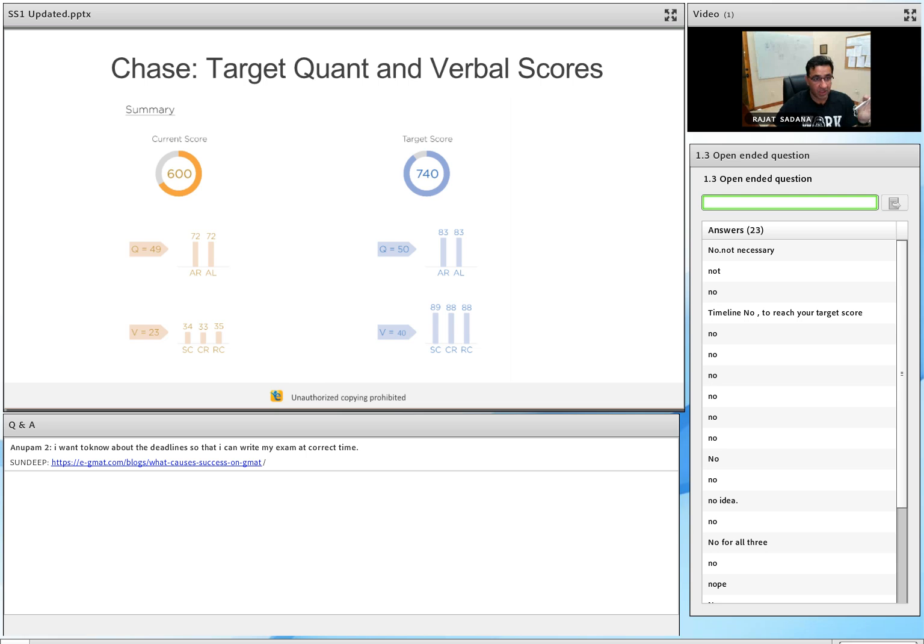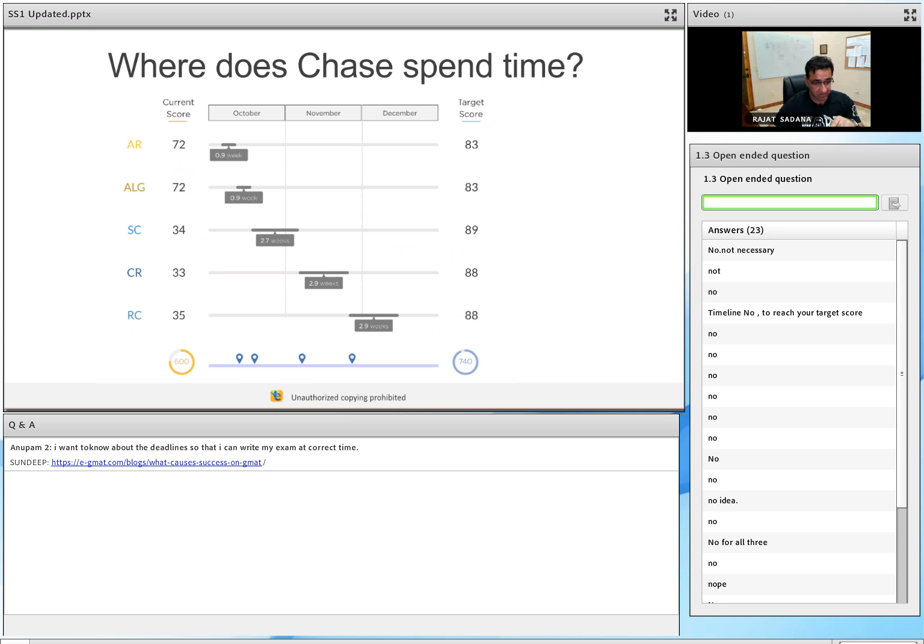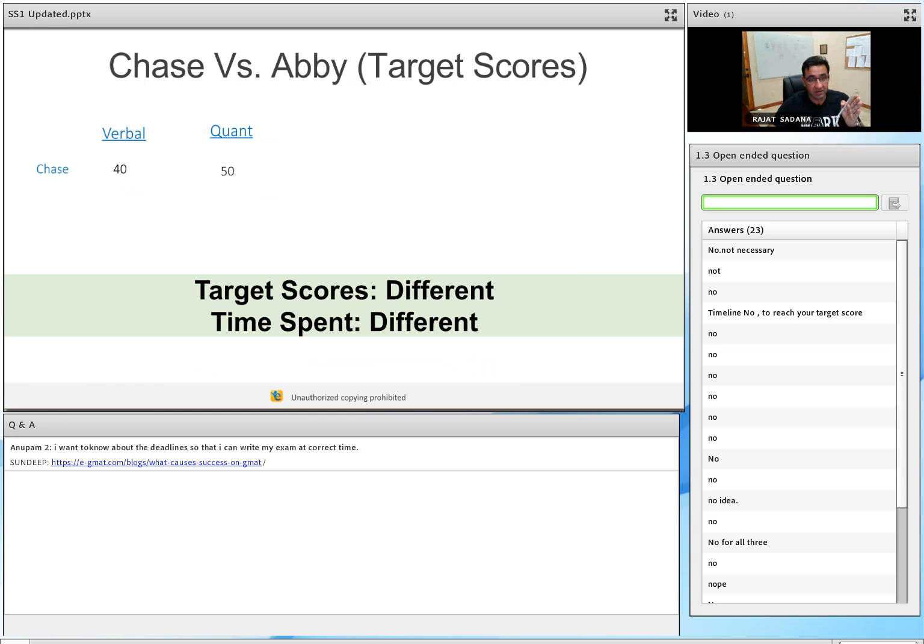Okay. Chase, very similar profile. He's going to aim for a Q50, V40, and you can see the target scores. Okay. Now, where Chase spends time or how much time Chase spends is also very different. He's not going to spend as much time on quant. Why? Because it's already there. He is going to spend upwards of 9 weeks or close to 9 weeks on GMAT verbal. Okay, why? Because he needs a massive improvement over there.